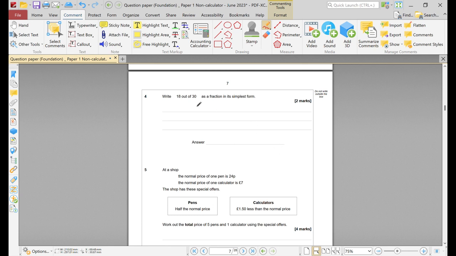Question 4. 18 out of 30. So we've got 18 out of 30. Write the fraction in its simplest form. Well, I can see by eye that these are both multiples of 3. So if I divide both by 3, then you've got 6 out of 10. And then I could simplify that down even further, because they're both even numbers, to 3 out of 5. So the answer is 3 out of 5.